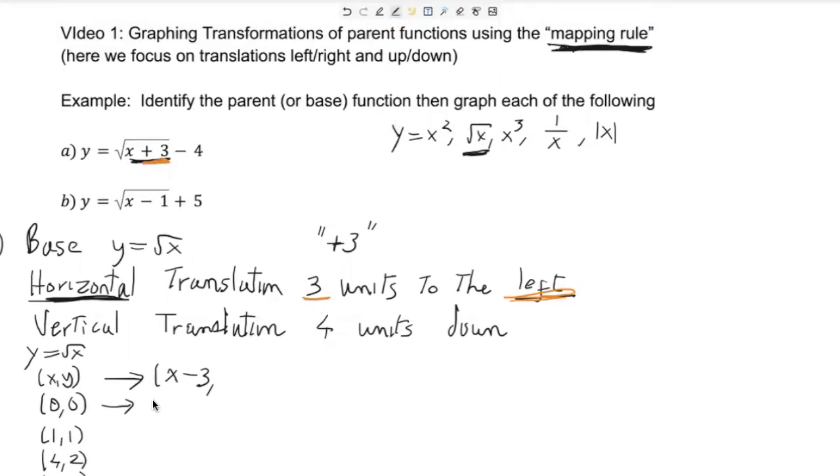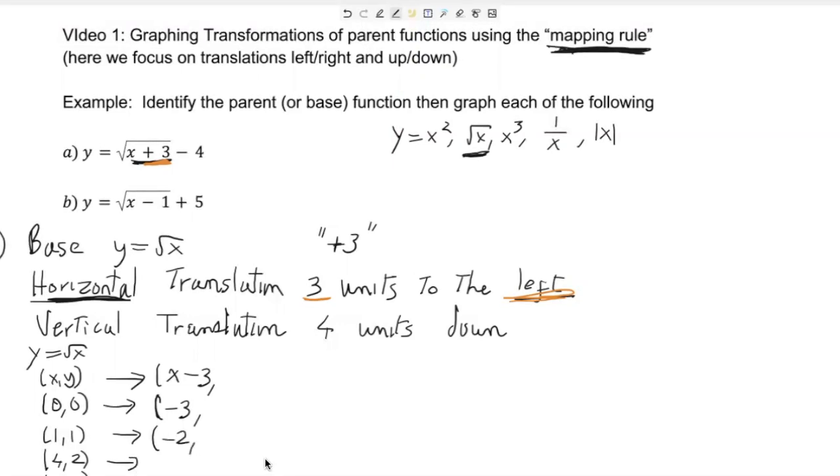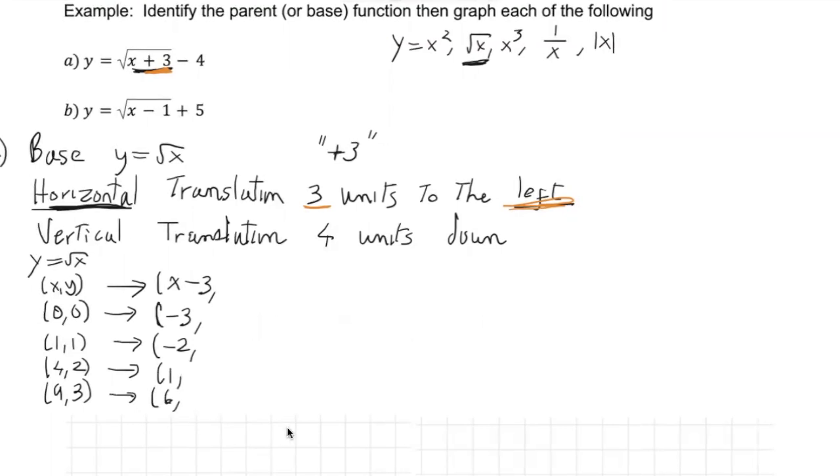Let's move 0 to the left 3 by subtracting 3. 0 minus 3 is -3. And I just want to do this with all of my x's. If I give you 1 and I say move it 3 to the left, you subtract 3, you get -2. If I give you 4, I say move it 3 to the left, you subtract 3, you get 1. I give you 9, you subtract 3, you get a 6.